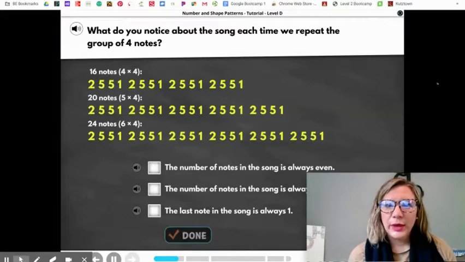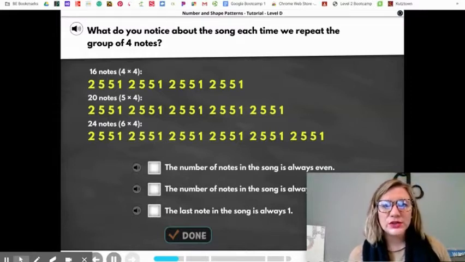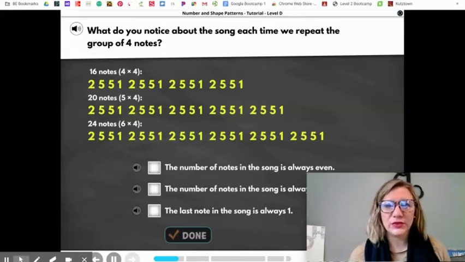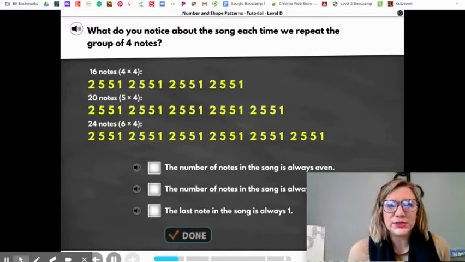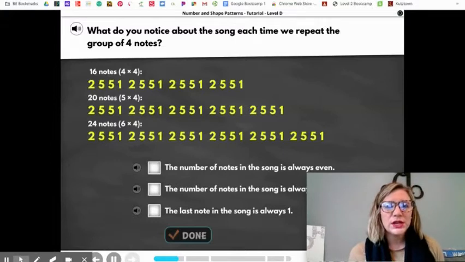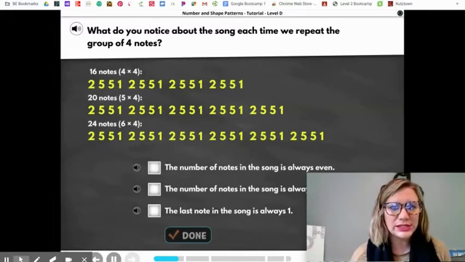Okay guys, so thinking about our patterns, we've done this work before with arrays, with square numbers, with sets. We've looked at this. So thinking about it, all you're doing is adding a number of notes, another set. So if I do 16, that's 4 times 4, and all I'm doing is adding another set of 4. So 16 plus 4 gives me 20, 20 plus 4 gives me 24. So I'm just adding those 4 notes. So each time my numbers are going to stay even because my set has 4 numbers in each set.